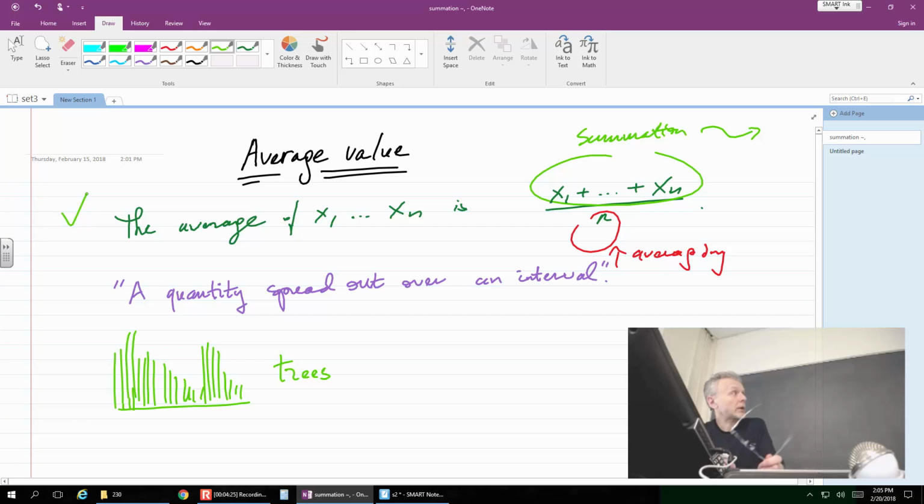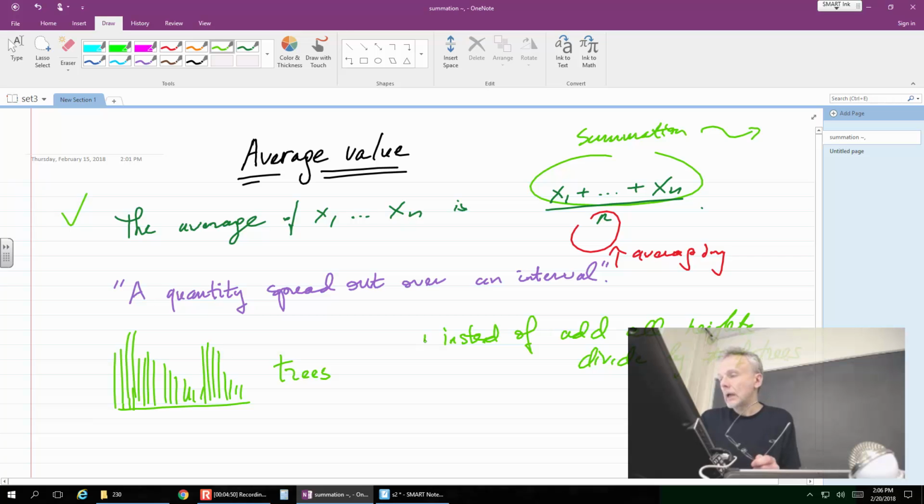However, one way to do it is to sample it. And sample what? Sample the height. So instead of adding all heights and dividing by the number of trees, which is the original idea, what do we do? Sample heights in different locations and then deal with the problem that way.